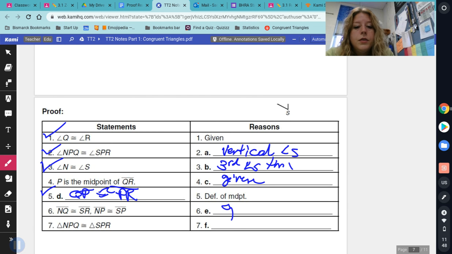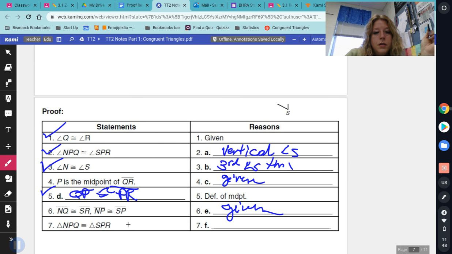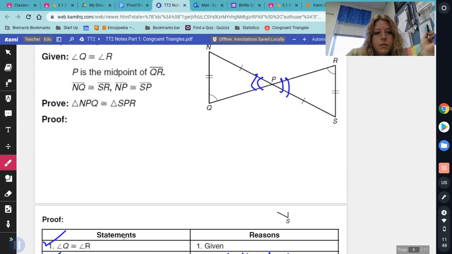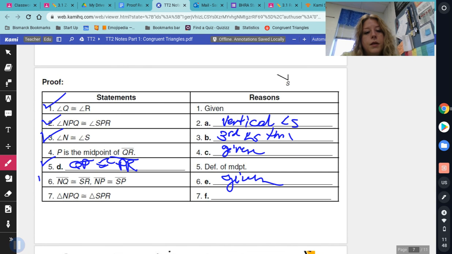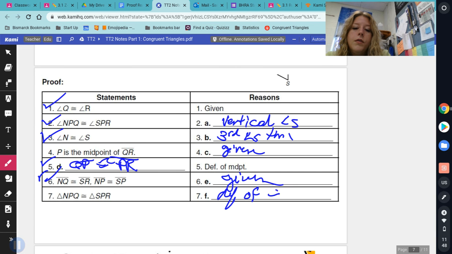And then we have these two segments which were given, right? Yes. So there's two there. So now we have the two triangles congruent by the definition of congruent triangles.